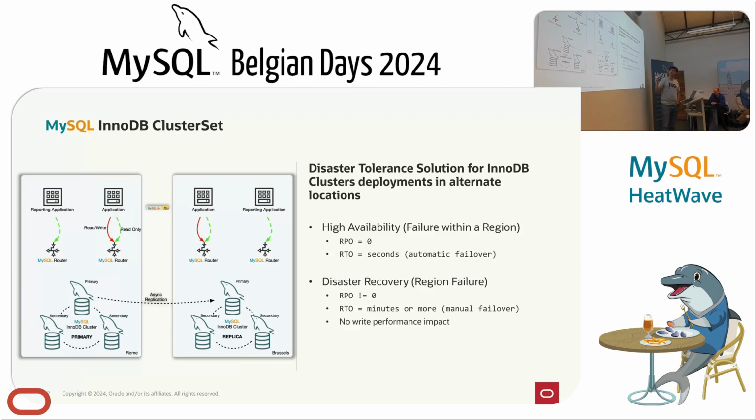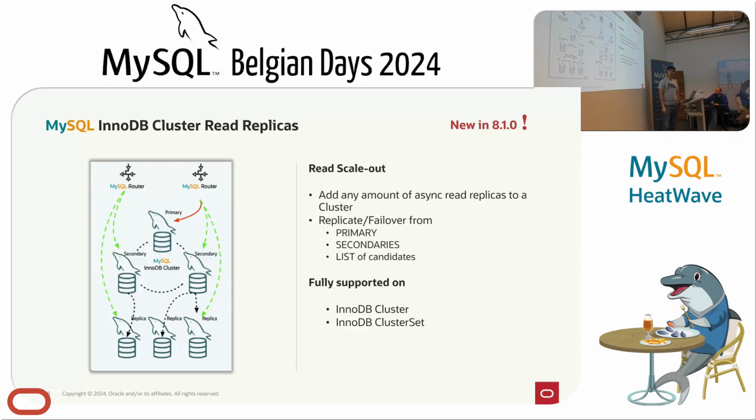So you get high availability within a region because they are InnoDB Clusters, and you get disaster recovery. If the full region fails, you can promote a replica cluster to be the new primary. But there's no cross-region HA? No, not yet. Unless you do group replication across regions? Yes.